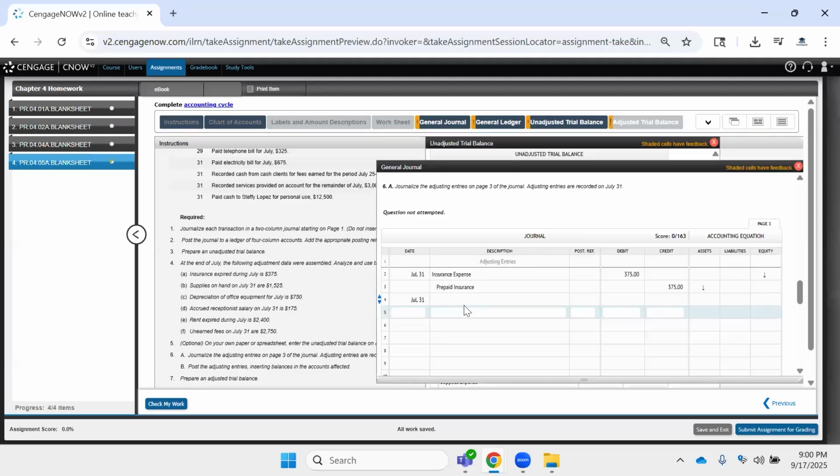And so we're going to journalize that amount as supplies expense. Our supplies expense is going to be what we calculated, which is $2,275. And then it's going to be a credit to supplies. Then July 31st, we have our next entry, depreciation expense. Depreciation of office equipment for July is $750. That's pretty straightforward. That's just going to be our expense.